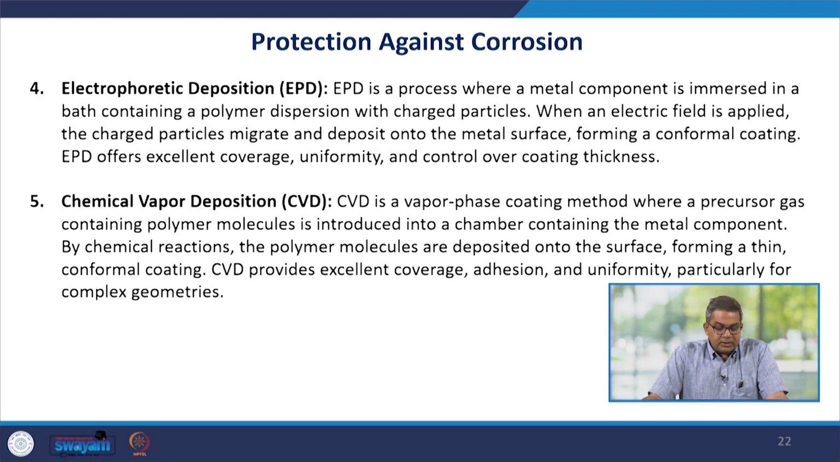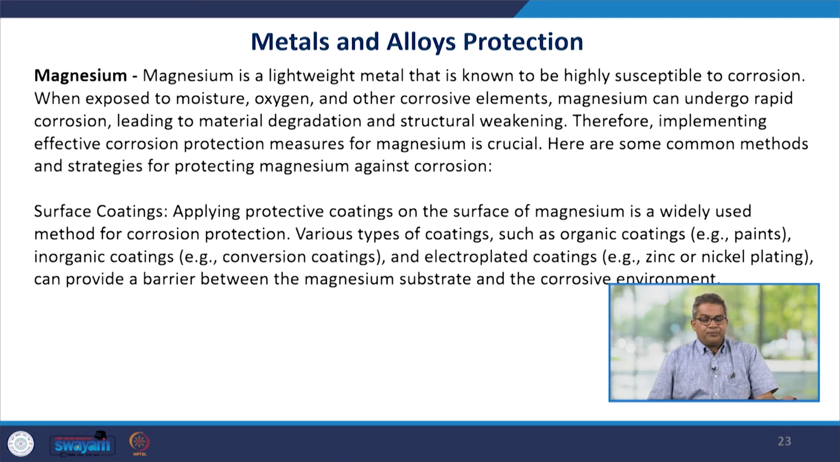Then CVD, that is chemical vapor deposition. This is a vapor phase coating method where a precursor gas containing polymer molecules is introduced into a chamber containing the metal component. By chemical reactions, the polymer molecules are deposited over the surface, forming a thin conformal coating. This CVD provides excellent coverage, adhesion and uniformity, particularly for complex geometries.